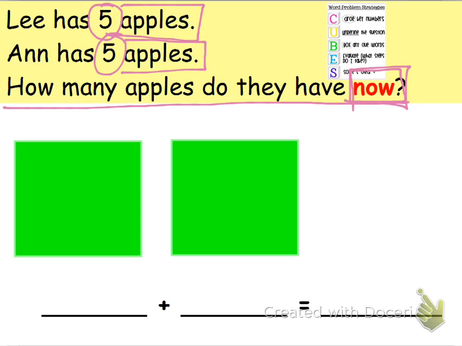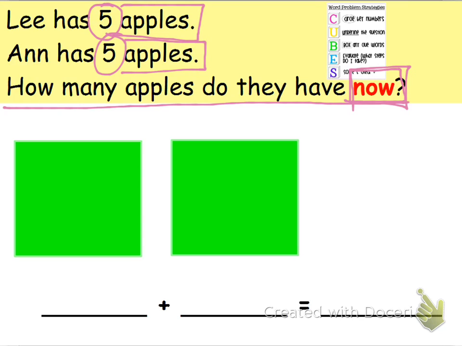So we're going to think about how we are going to solve this. Well, we know that Lee has 5 apples and Anne has 5 apples. That's how many apples do they have now? Okay, that means whenever they put these apples together, how many apples do they have now? Okay, well, let's figure this out.